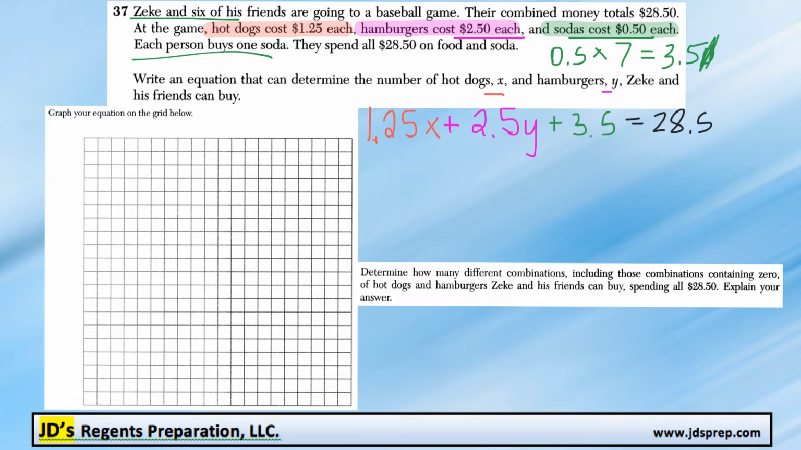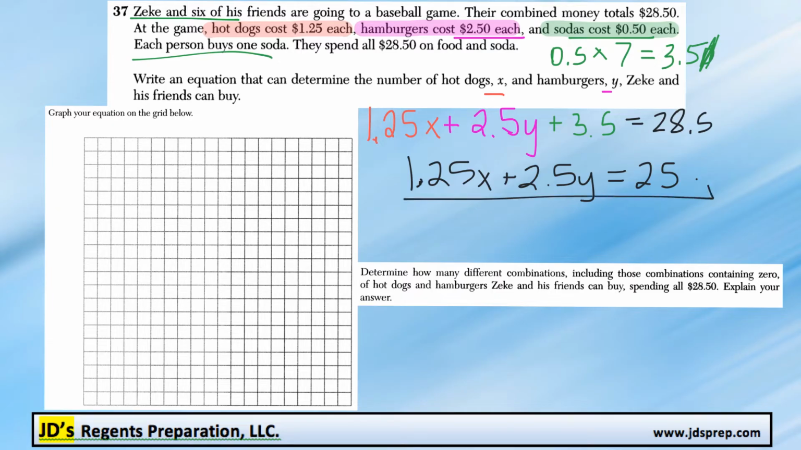Now, we probably should simplify this a little bit. We could subtract 3.5 from each side of the equation. So it would actually become 1.25x plus 2.5y equals, and then 28.5 minus 3.5 gets us an even 25. So that's the equation that we could use.